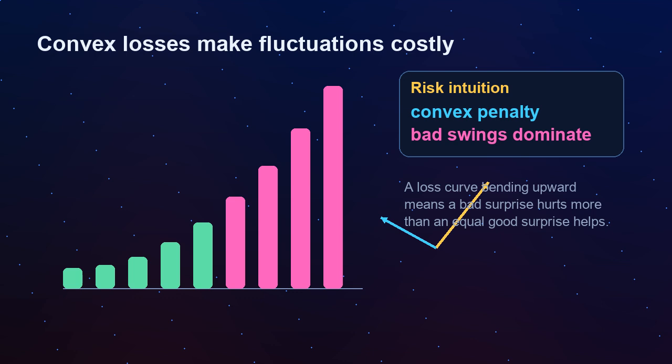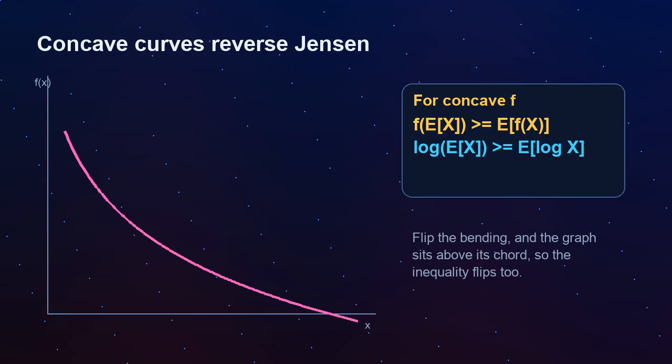That gap is variance. Jensen is why randomness can have a cost. For convex losses, fluctuations hurt more on bad days than they help on good days. Flip the bending, and concave functions reverse the inequality. That is why the log of an average is at least the average log.